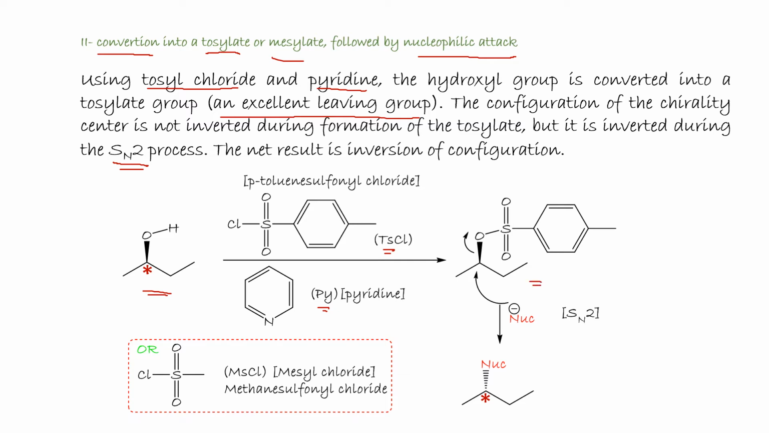Then the nucleophile will attack by SN2 reaction from the backside to kick the tosylate group out via the SN2 mechanism to form the corresponding compound. The mesyl chloride, a mesyl group, works well too. It is methanesulfonyl chloride.